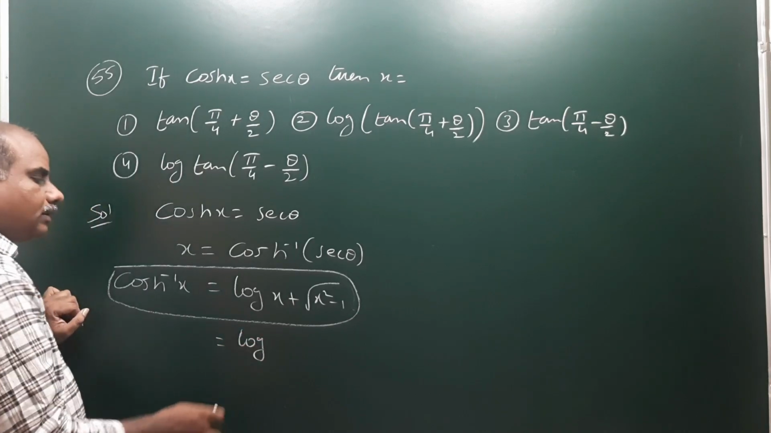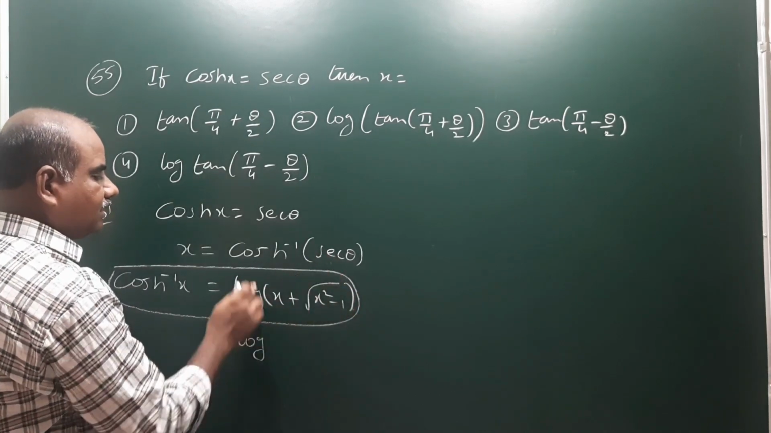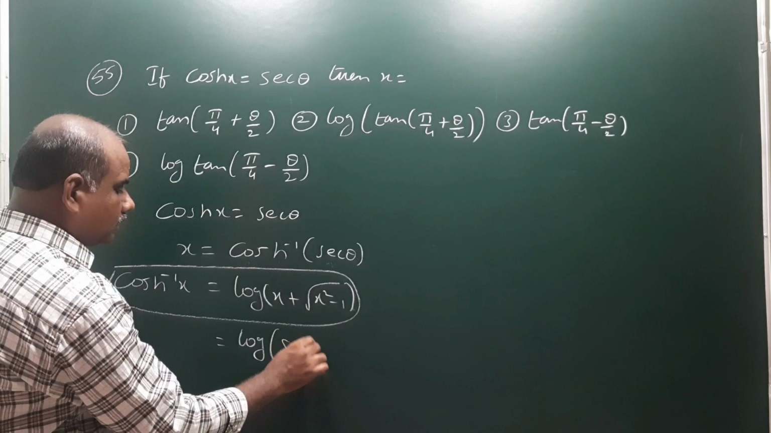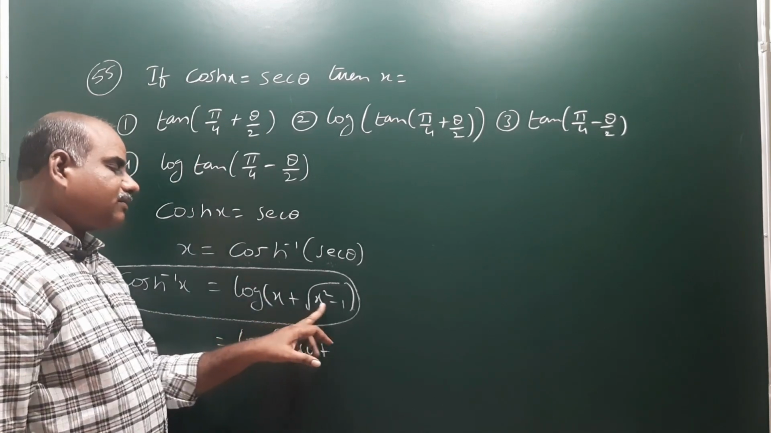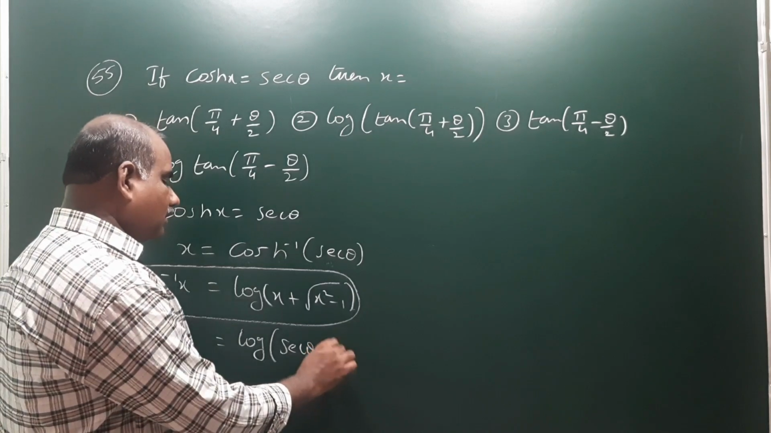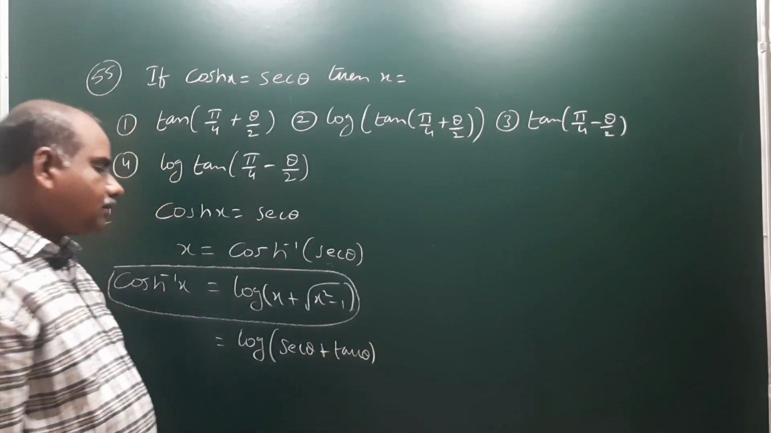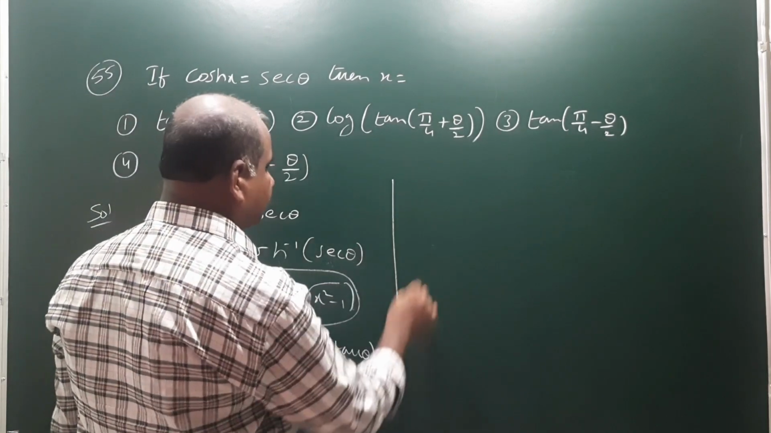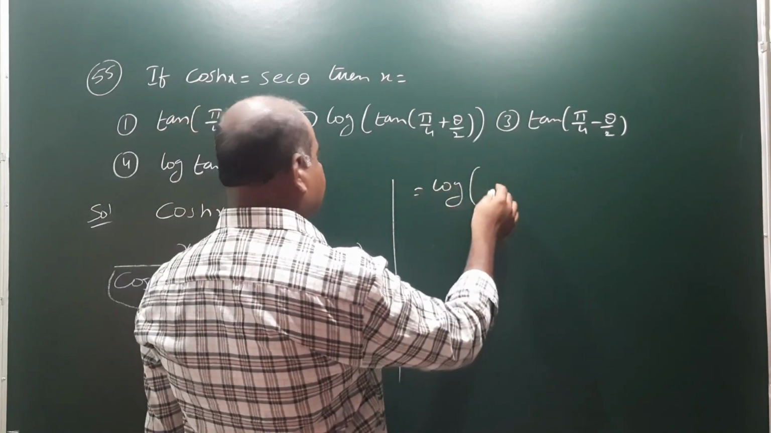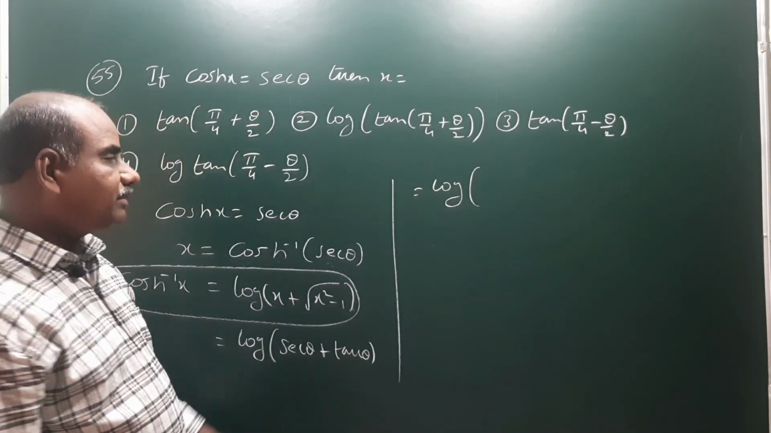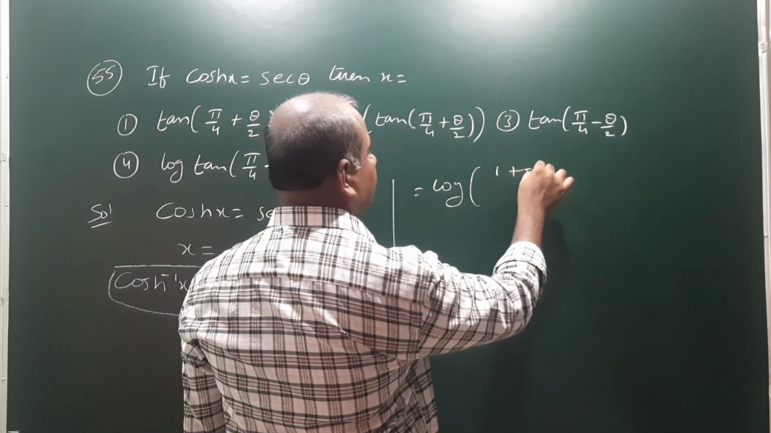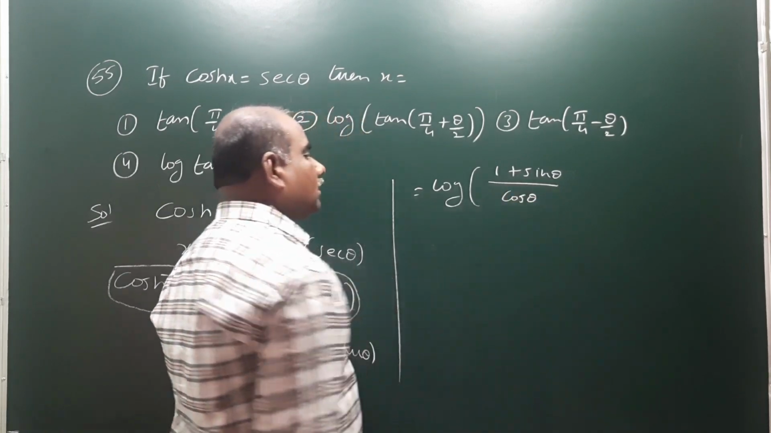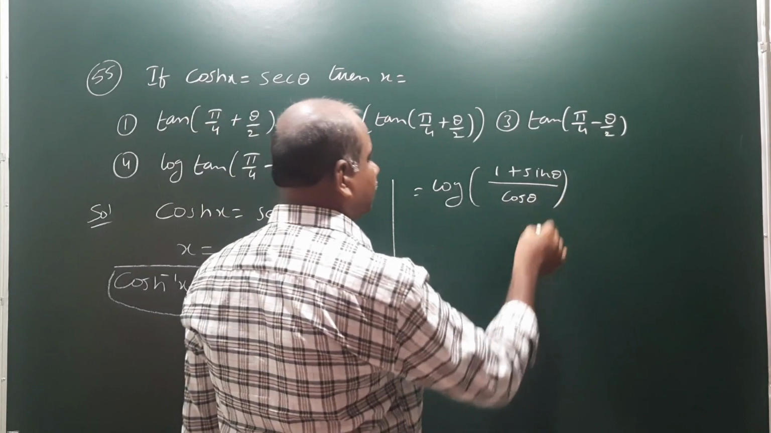So log, here x means secant theta, it is in the form of cosh inverse x. So log secant theta plus root of secant square theta minus 1. And it is the formula for tan theta. So root of secant square theta minus 1 is nothing but tan theta. And this can be written as secant means 1 by cos, tan means sin by cos, 1 plus sin by cos. After LCM it becomes log 1 plus sin theta by cos theta.